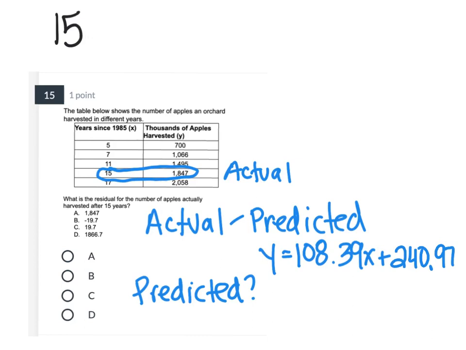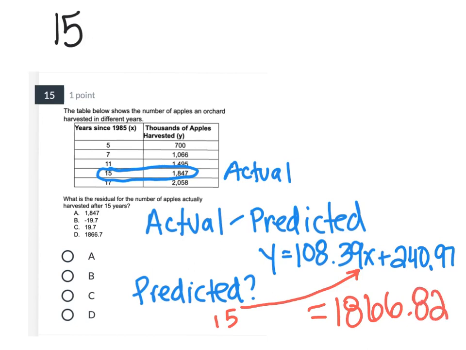So how do we find the actual predicted value? So for predicted, we're going to take 15 and we're going to plug 15 in for x. So I'm going to come over here and I'm going to do 108.39 times 15 plus 240.97. And my predicted amount is going to be 1,866.82. Now, why did I need to do all that?